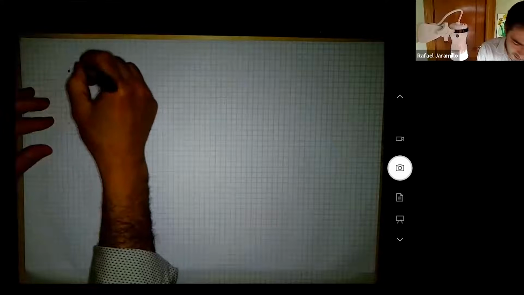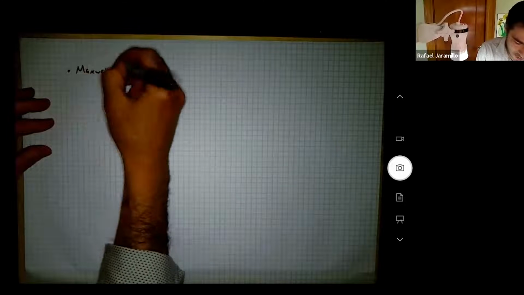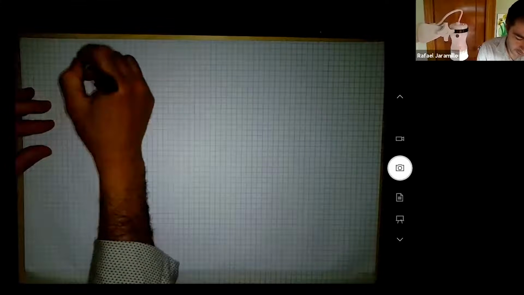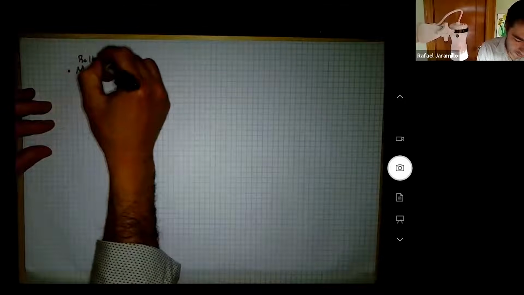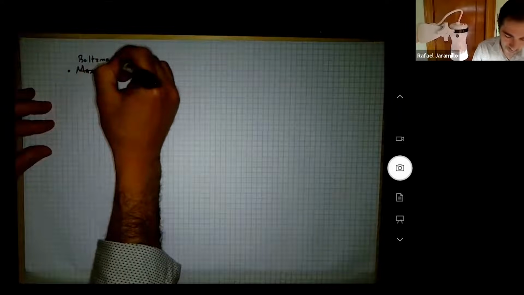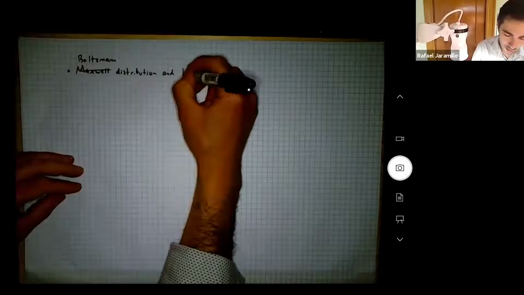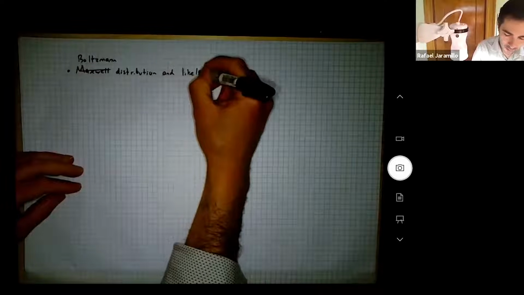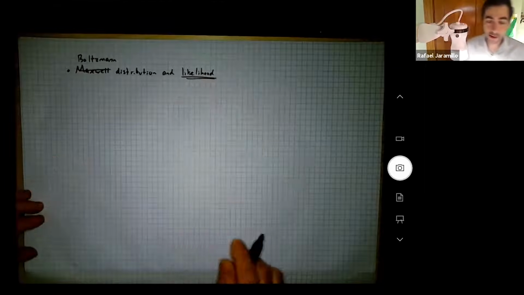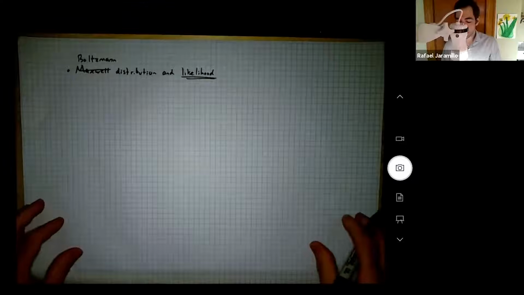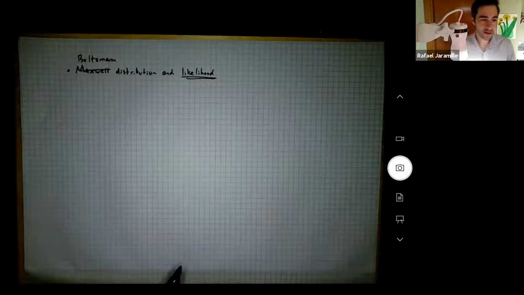Okay, so a couple observations here. The first observation is Maxwell, sorry, said Maxwell, Boltzmann distribution and likelihood. Again, likelihood. This is a stealth class on statistics, right? That's what statistical thermodynamics is. It's like a stealth class on statistics.